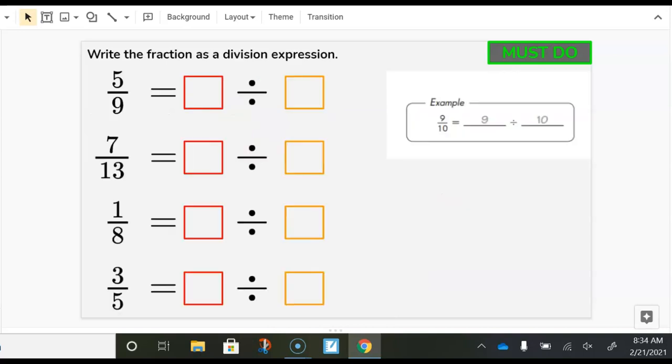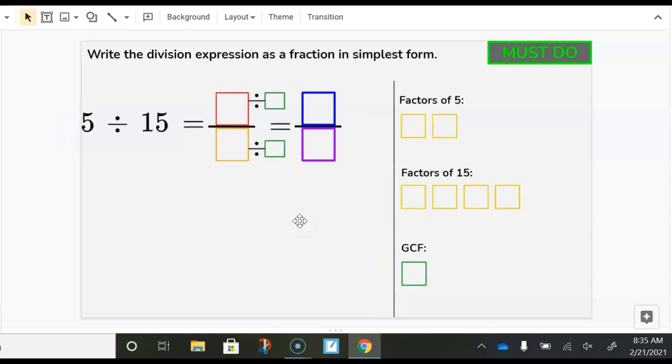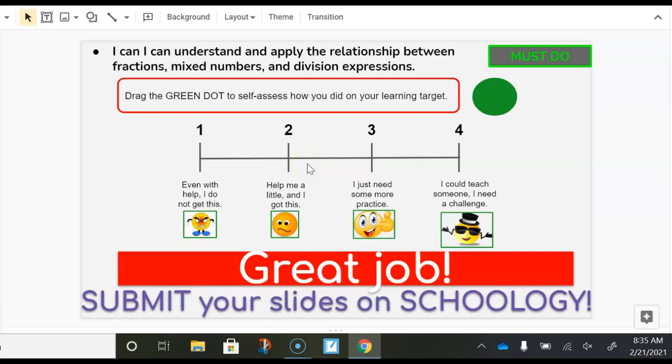So you have problems like what I first showed you where you turn the fraction into a division expression, and there's an example for you right here. 2 problems where you're splitting the actual picture into the groups and then showing your fraction. And then you have problems where you are writing your division expression as a fraction and simplifying. And then you have problems where you are on your own going to simplify a fraction, take a picture to put your work right here, and then you rate yourself. Make sure you submit your slides on Schoology when you're done.